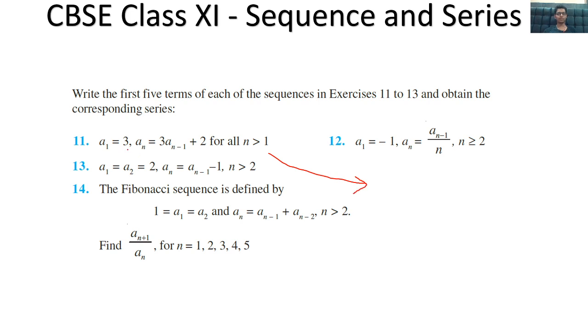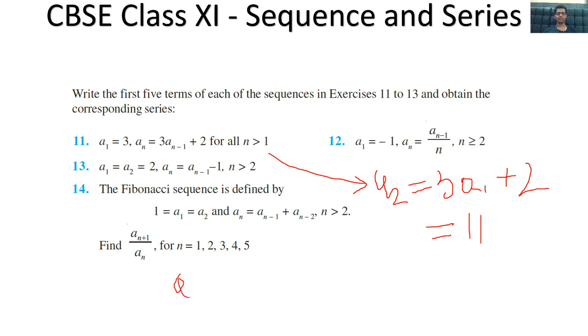So we have a1 is equal to 3, so a2 should be 3a1 plus 2. That is, a1 is equal to 3, we have 3 into 3 is 9, 9 plus 2 is 11. So we have a2 is equal to 11.